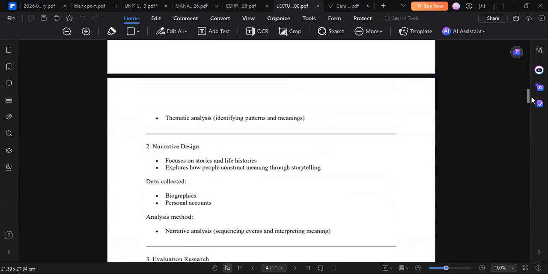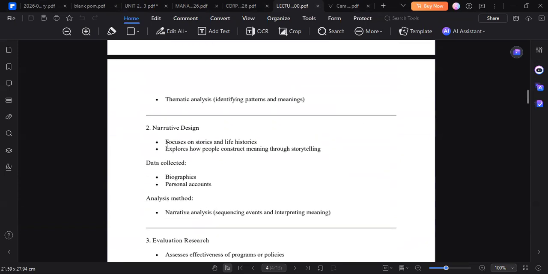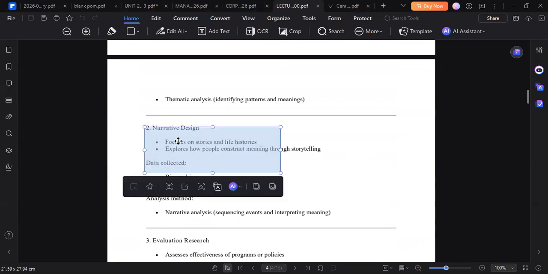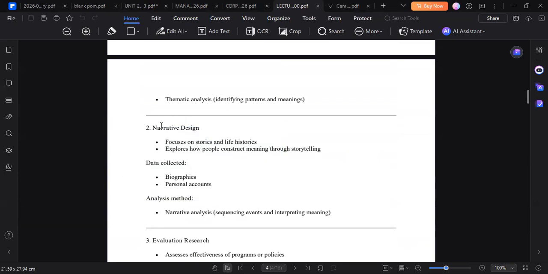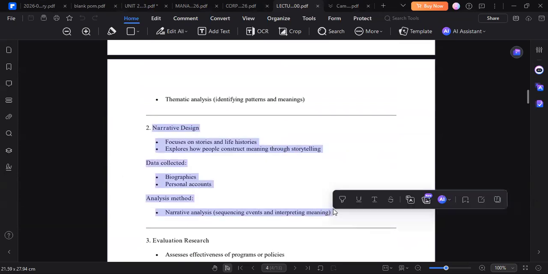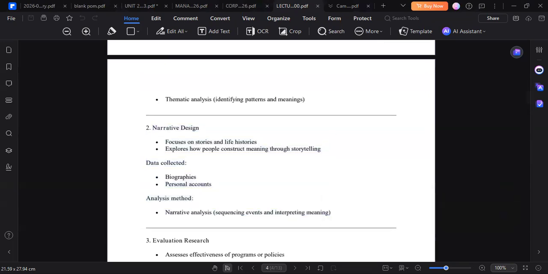So we go now to the narrative design. Okay. What is involved in the narrative research design under qualitative? So remember, we've talked about phenomenological. We're now going to narrative. So narrative focuses on stories and life history. Okay. Stories. So you tell me, where does Shaka's story fall under?